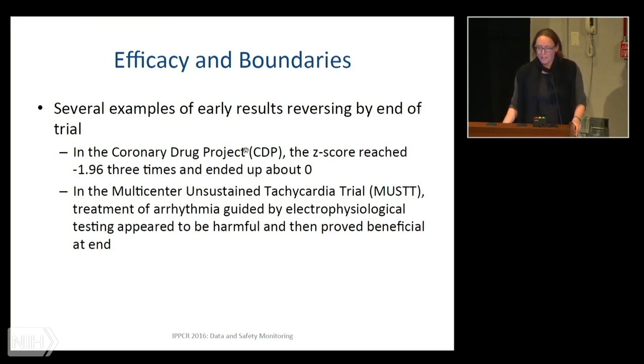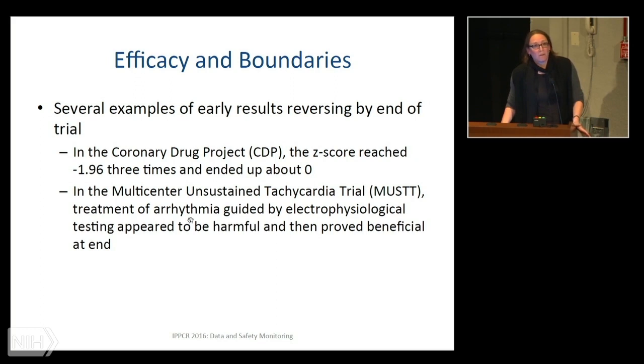So the Coronary Drug Project was one of these large cardiovascular trials. And once they set up the boundaries, they actually reached minus 1.96 3 times, which isn't reason to stop because they needed stricter rules because they were looking multiple times. And in the end, they wound up at 0, no difference. There was another trial in the literature that's historical. It was called MUST. And this was looking at whether or not if you did guided treatment of arrhythmias with this electrophysical testing, whether that would be a benefit or not to the usual unguided treatment.